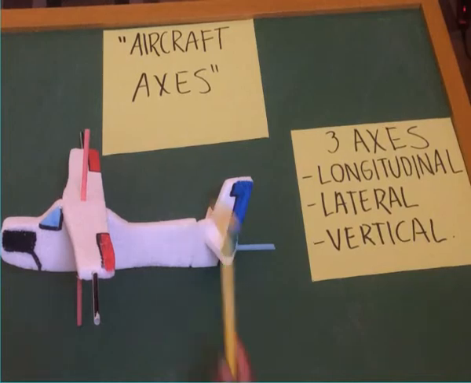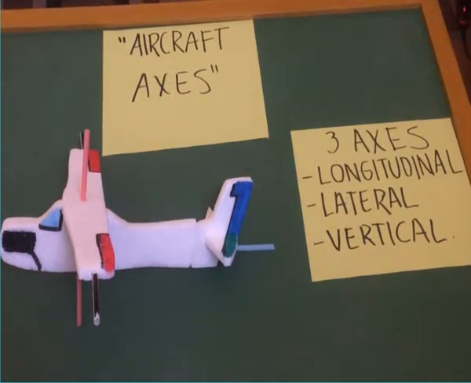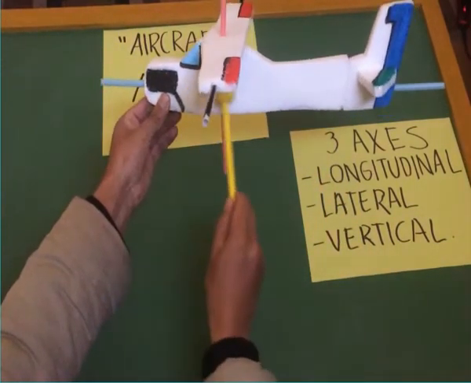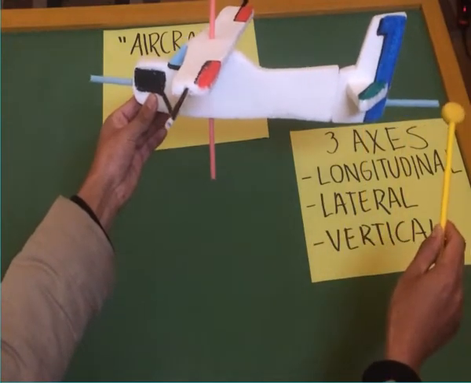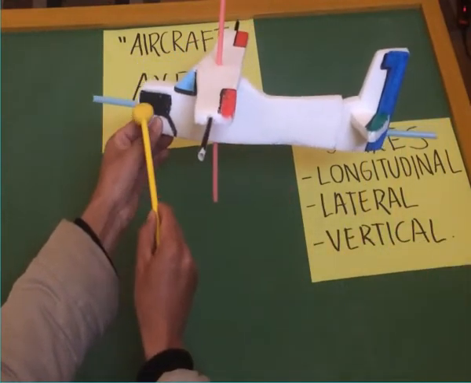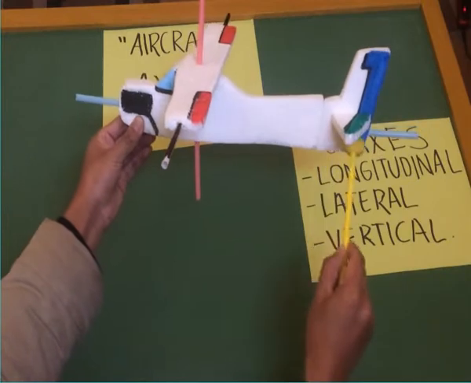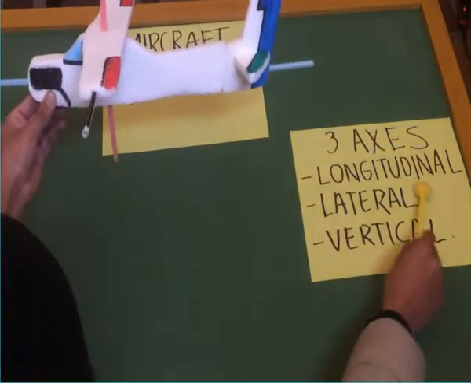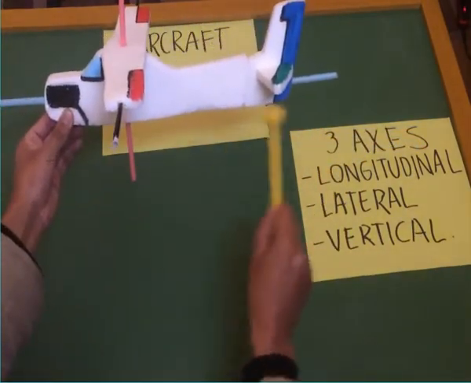Now let's talk about the aircraft axis. An aircraft does its movement in three axes, okay? These are the longitudinal axis. This is the longitudinal axis, the imaginary line that goes along through the fuselage, okay? Longitudinal axis is this one.